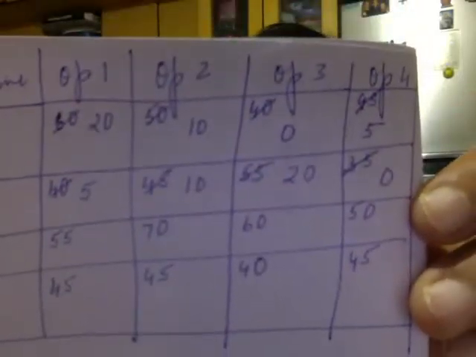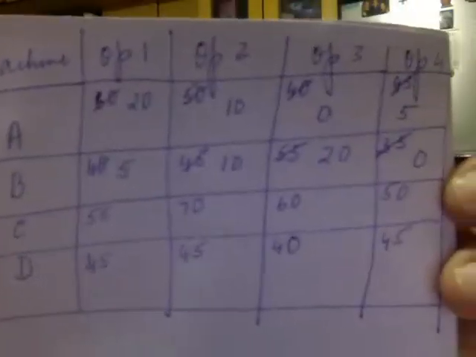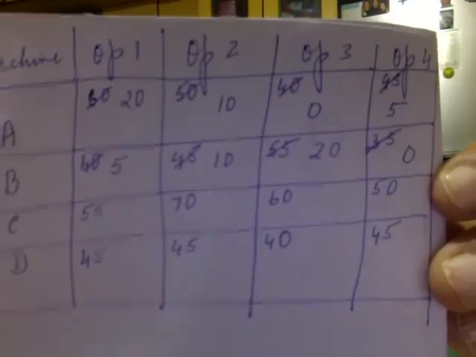In C, it is 55, 70, 60 and 50. 50 being the least, we'll go into that. 55 minus 50 is 5. 70 minus 50 is 20. 60 minus 50 is 10. And 50 minus 50 is 0.